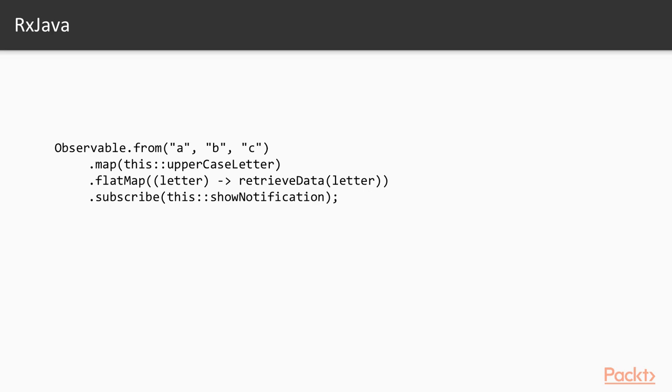So here we can see one of the simplest flows that you can create in RxJava. It's going to emit 3 letters, and then using the map operator, they're going to be uppercased. It references a method here, uppercase letter. Then using the letter, we're going to retrieve maybe some other data from an external source, and finally, maybe show a notification to the user.